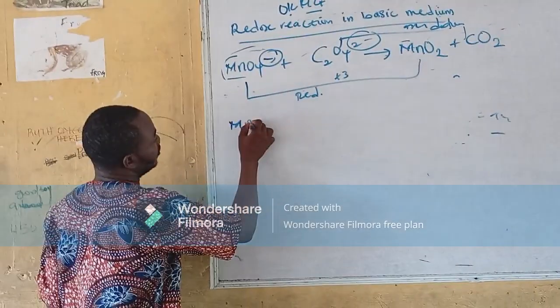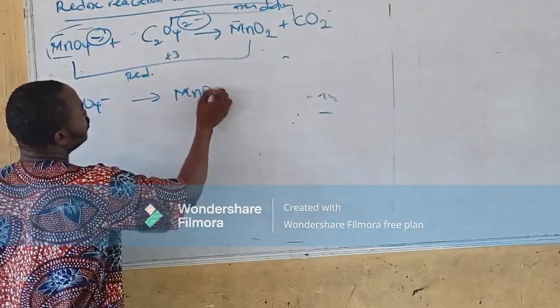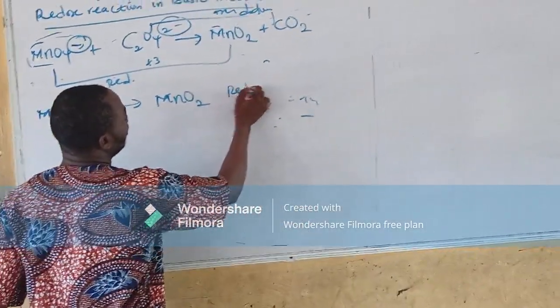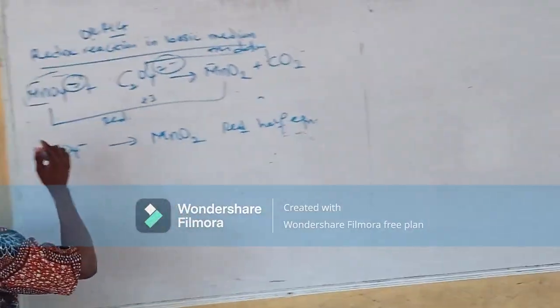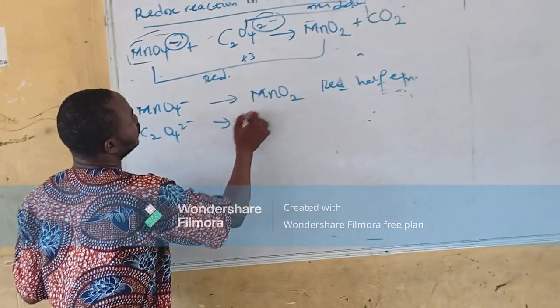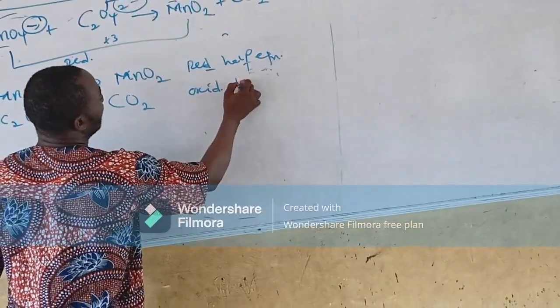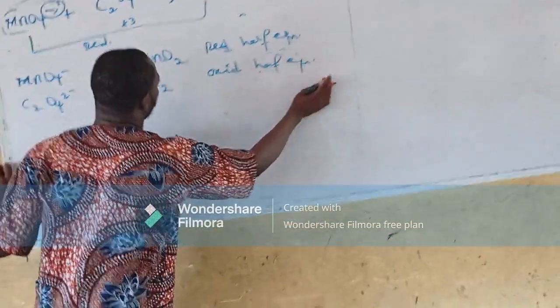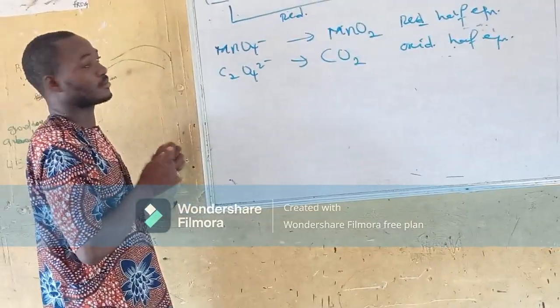Here our MnO4 minus to MnO2 is our reduction half equation. While our C2O4 2 minus to CO2 is our oxidation half equation. Let's now proceed to the calculation to balance each of them.